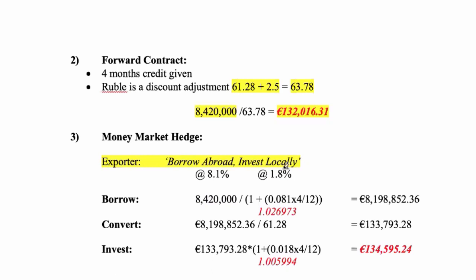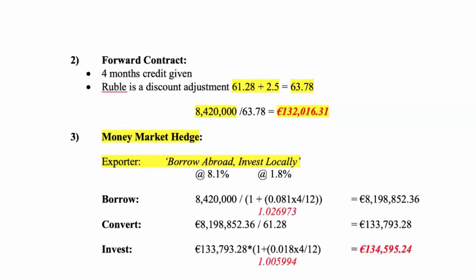For the exporter, I want you to write this down. So put in your heading money market hedge or foreign currency borrowing. Exporter, you're going to borrow abroad, invest locally. I'll explain in a minute why. I'll just give you a chance to write that down. I'm going to explain why. If you want to write down why, fine. If you have enough by just saying, look, I don't need to know why, I just want to know what I have to do, it's up to you. And then I'll explain for the importer.